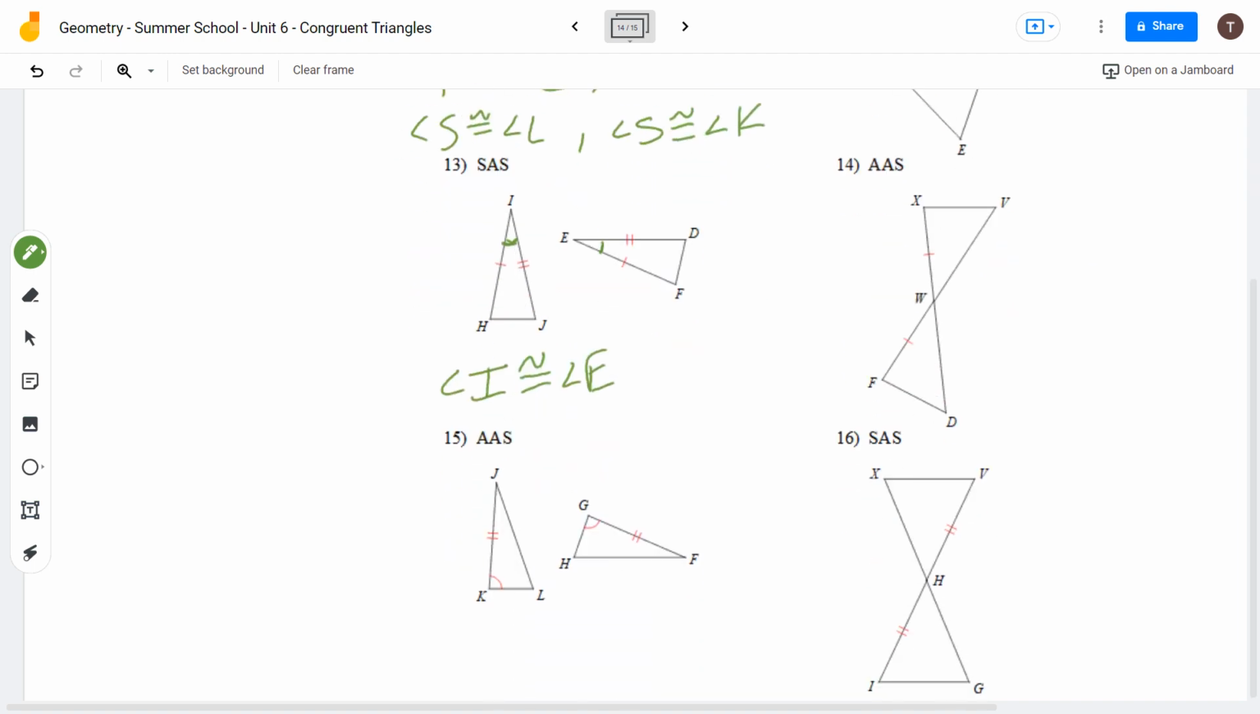And then for number 15, here I have one of my angles already. We want angle, angle, side, so I can't put the angle up here because that would be angle, side, angle. So I would need to know this angle is congruent to this angle for it to be in that order, angle, angle, side. So I would need to know angle L is congruent to angle H.